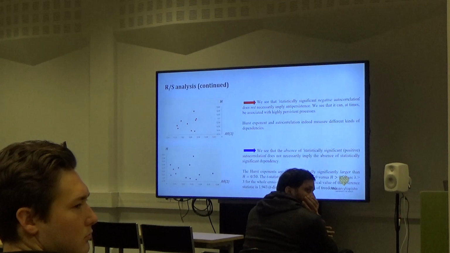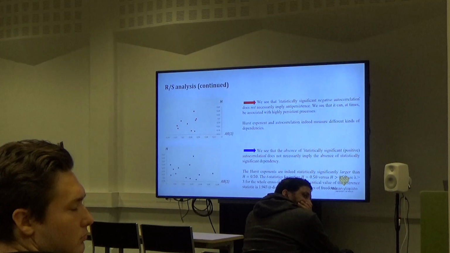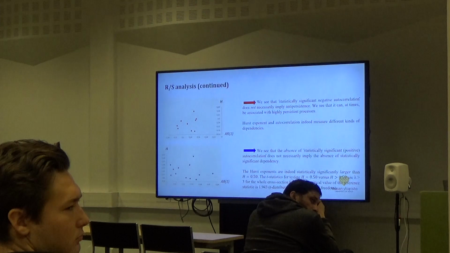We want to know, is the dependency significant from 0.5? So it's 0.6 minus 0.5. This is what we test. That's our test statistic lambda hat, and then we divide it by the standard deviation of the Hurst exponent, and this is what we get from the regression model.